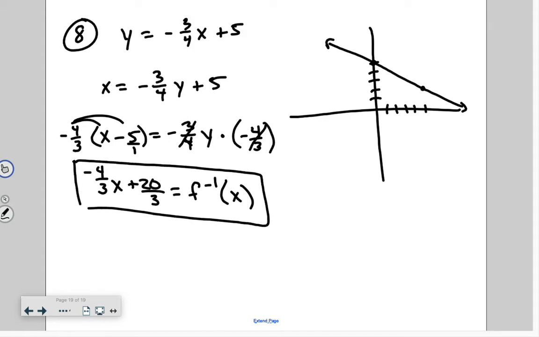Okay, what do they have on the answer key, is that what they have or not? Yeah, it is. Okay. Did you find your mistake? You had a -20/3? Gotcha. Okay, that happens.